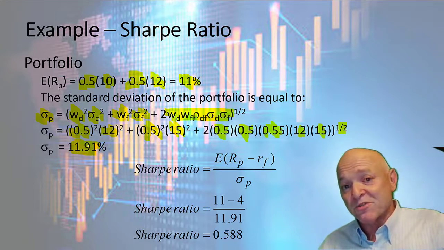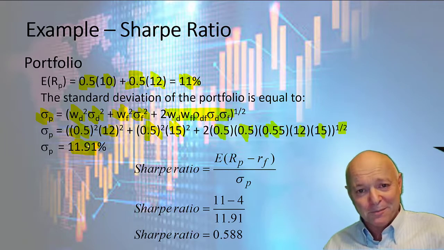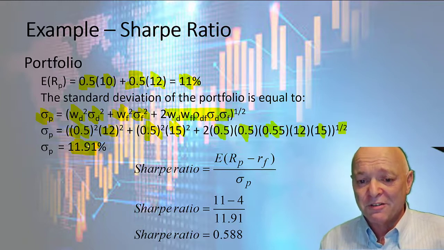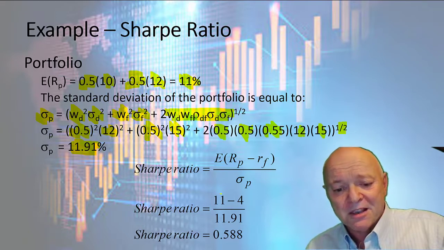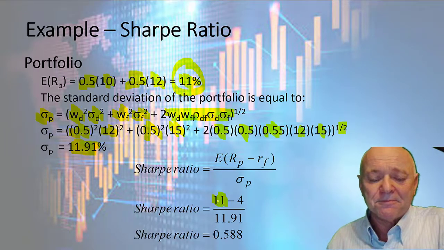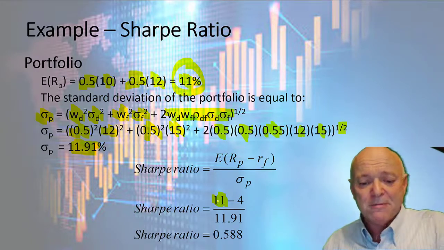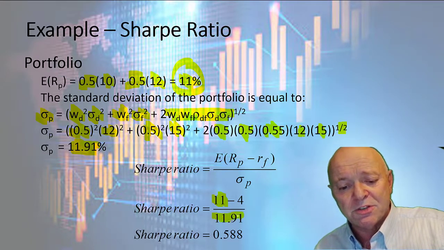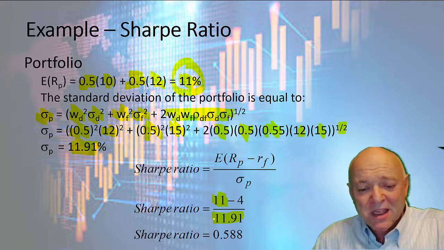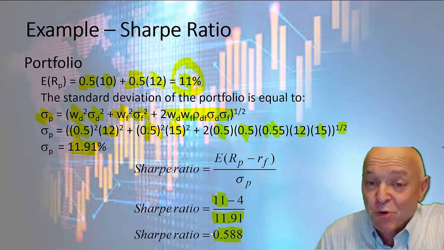Now, the purpose of this, of course, was to calculate the portfolio Sharpe ratio for a 50% domestic and 50% foreign portfolio. The expected return was 11%, and we're going to use that. The risk-free rate is 4% either way, and the standard deviation that we just calculated quite painfully was 11.91%. That gives us our overall Sharpe ratio of 0.58 or 0.59.